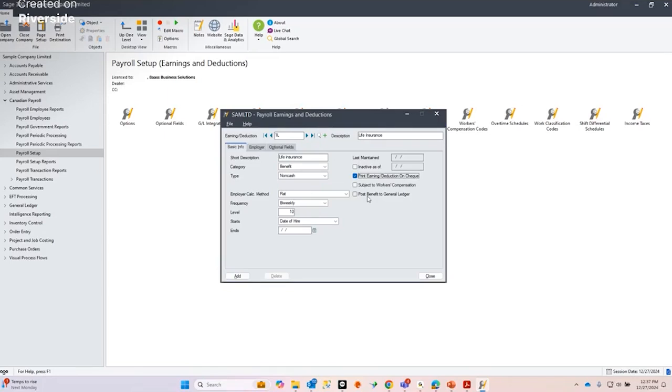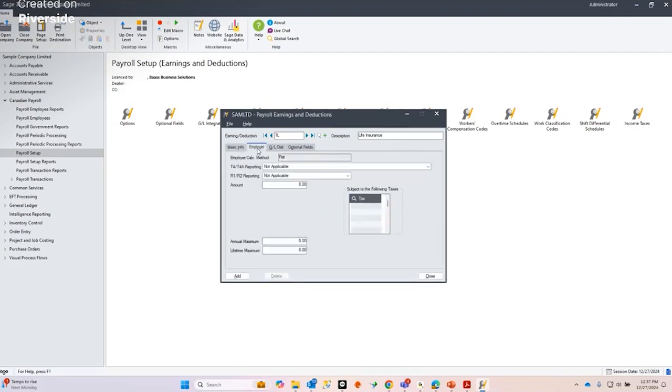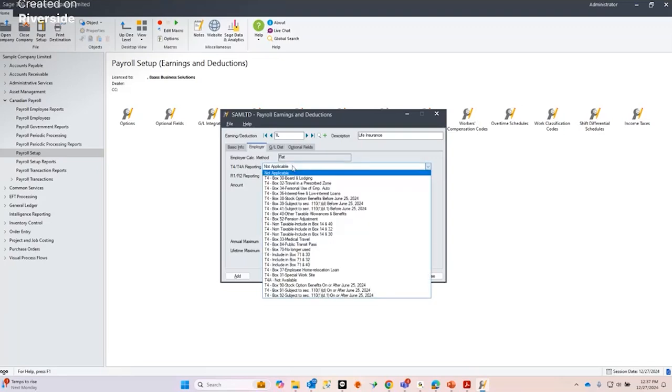But for this purpose, we are going to select Post Benefit to the General Ledger. The next few tabs you have to review and fill out. So under the Employer tab, you will identify the T4 implication for this particular benefit. And in this case, it's going to go to box 40, which is other taxable benefits and allowances.